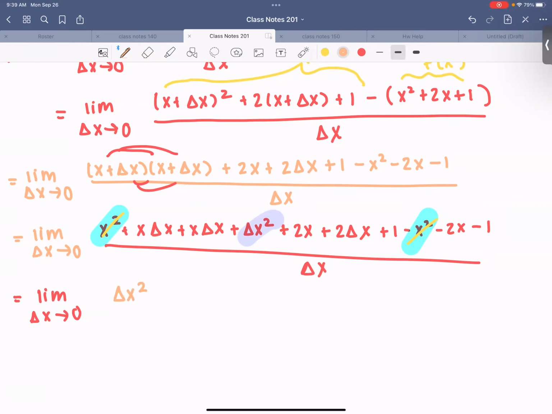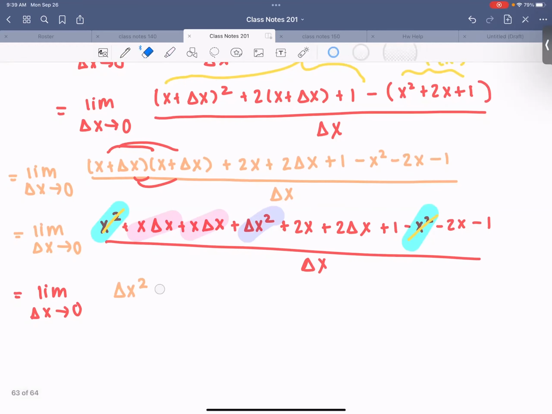Let's talk about what else we have. We have x times delta x. Looks like we have an x times delta x, another x times delta x, and there's no other x times delta x's. So let's combine those two, and we can't combine them with anything else. So we have 2 times x delta x.